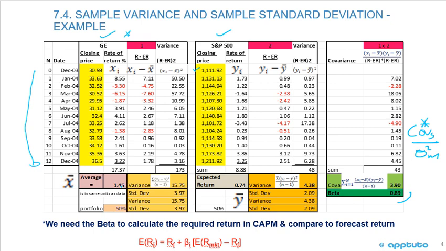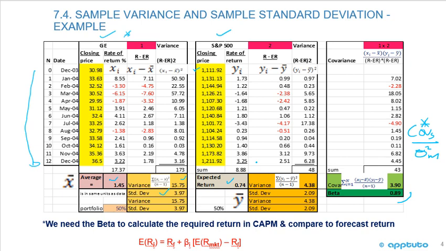We calculated our X bar, which was our average return of the stock, and we calculated our Y bar, our average return of the market. Then we did X minus X bar. When we squared that and added it all up and then divided by n minus 1, we were able to calculate the variance, okay? And the square root of the variance was the standard deviation.